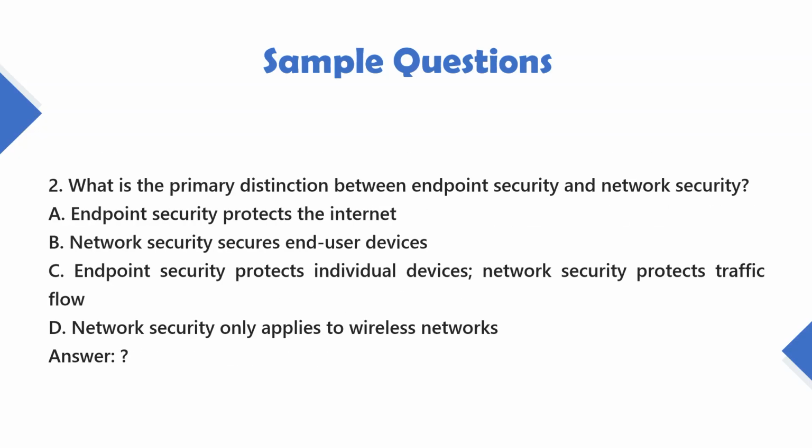2. What is the primary distinction between endpoint security and network security? A. Endpoint security protects the Internet. B. Network security secures end-user devices. C. Endpoint security protects individual devices. Network security protects traffic flow. D. Network security only applies to wireless networks.